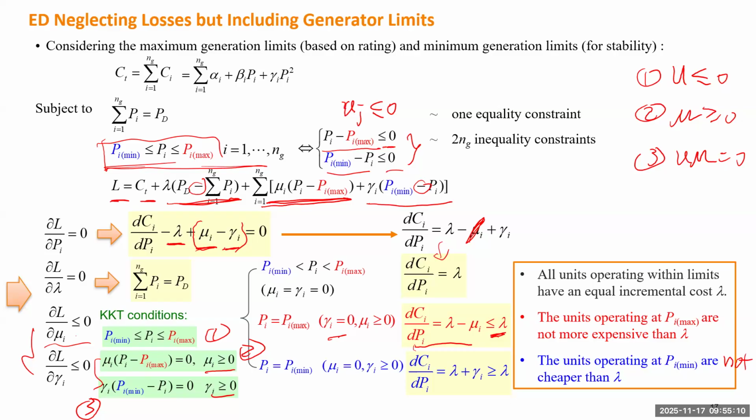Is that clear? Okay. Gamma is market price. Lambda is the price. Lambda is the final price. Lambda, mu, gamma, they all mean penalties. Lambda means the price. The physical meaning of lambda is price. Mu and gamma are the penalty of violating the limit. So lambda is the penalty of violating the electricity balance. So that's why lambda means price.